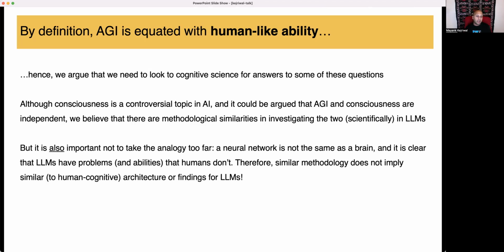However, we also believe that it's important not to take the analogy too far, because ultimately a neural network is not the same as a brain. It's inspired by the brain, but it's not the same as a brain. The analogy really stops there. It's really not like neurons firing in the brain. And it is clear that LLMs have problems and abilities that humans don't. So we are seeing divergence already.